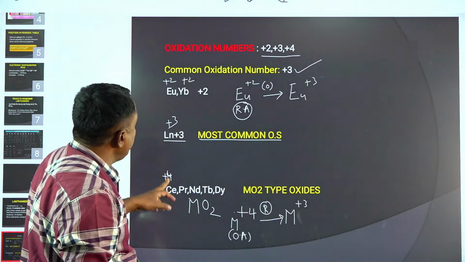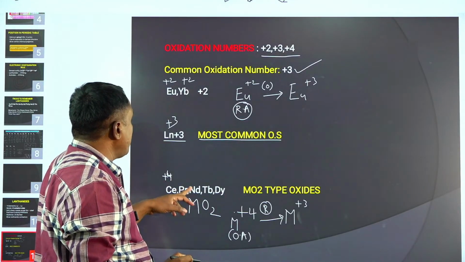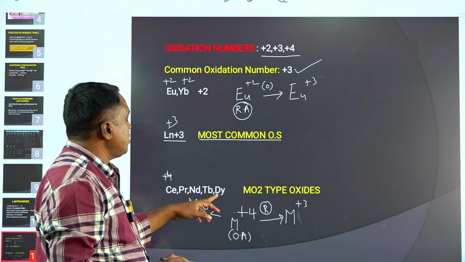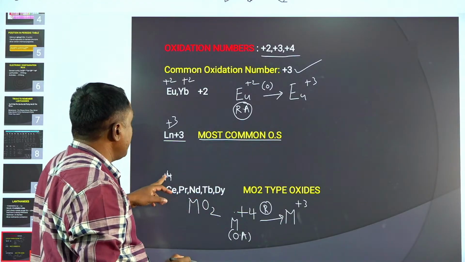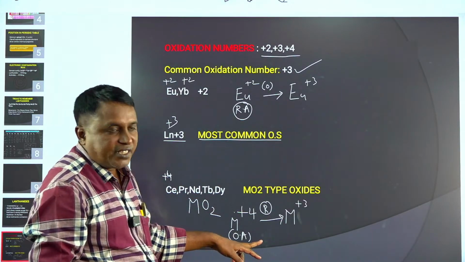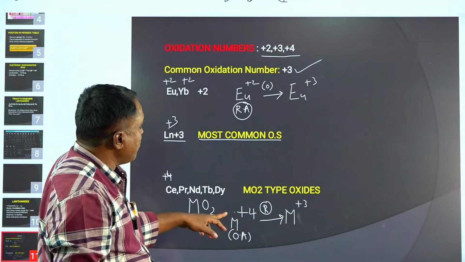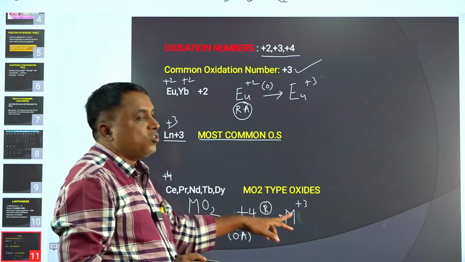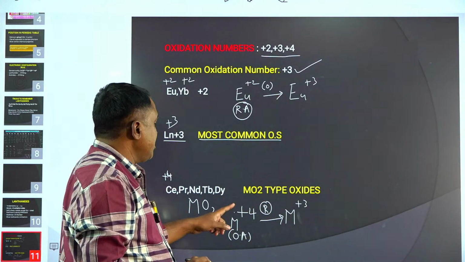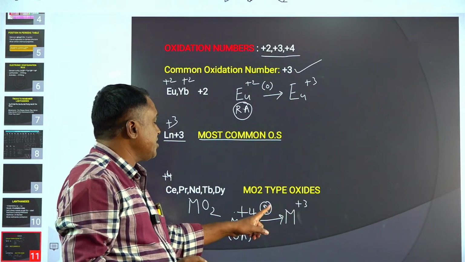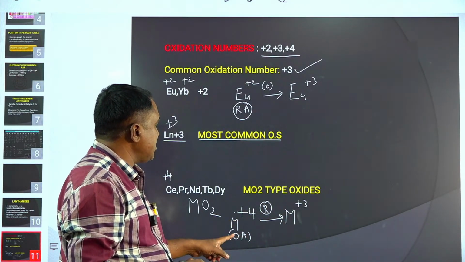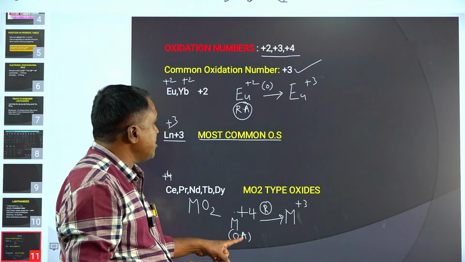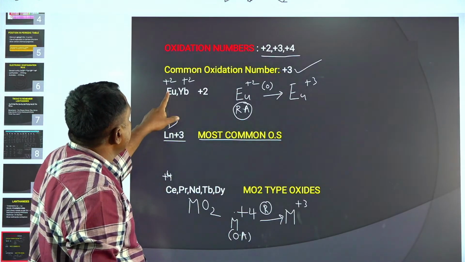Therefore cerium plus 4, praseodymium plus 4, neodymium plus 4, terbium plus 4 are acting as oxidizing agents, because they involve what? M plus 4 to M plus 3 type of reactions. M plus 4 to M plus 3 is the reduction. Therefore M plus 4 is itself acting as what? Oxidizing agent.